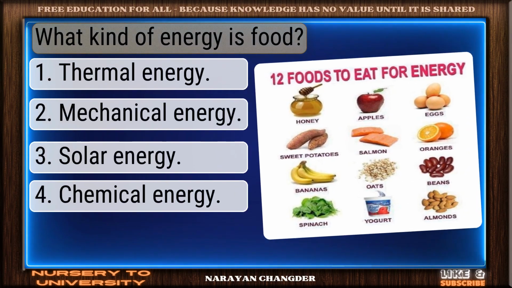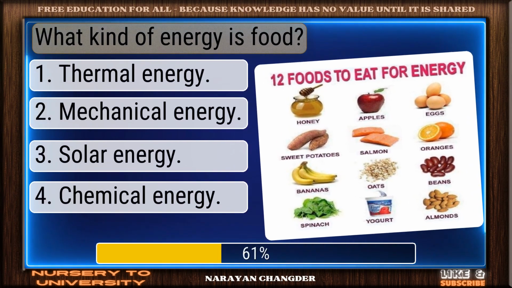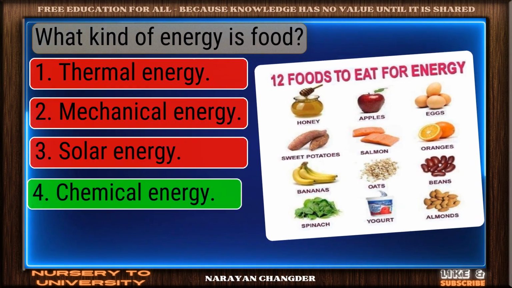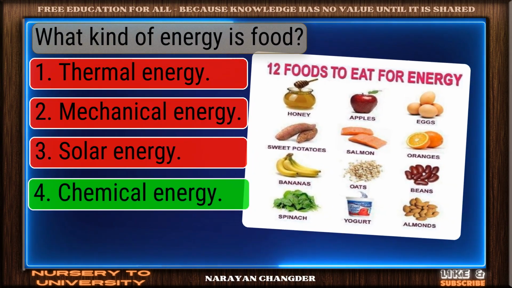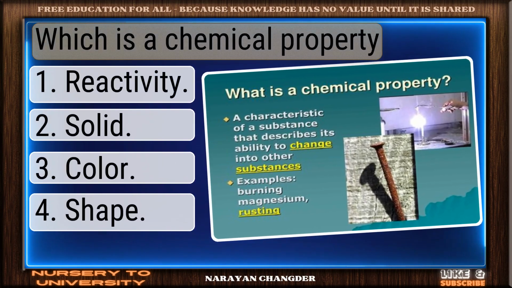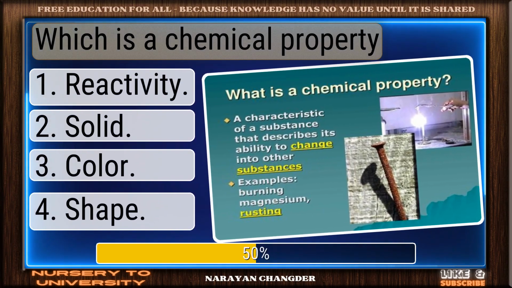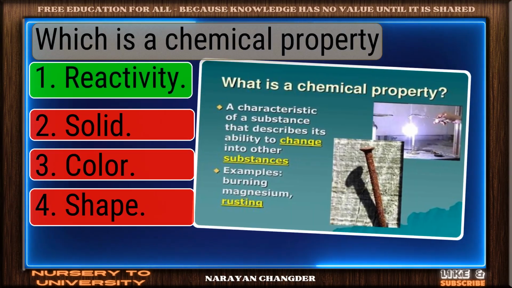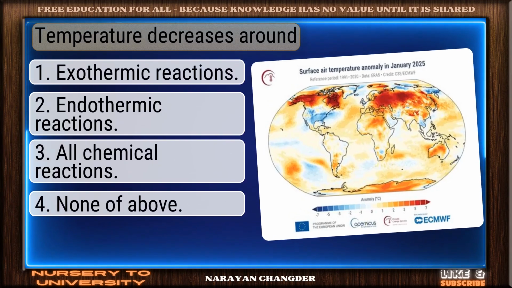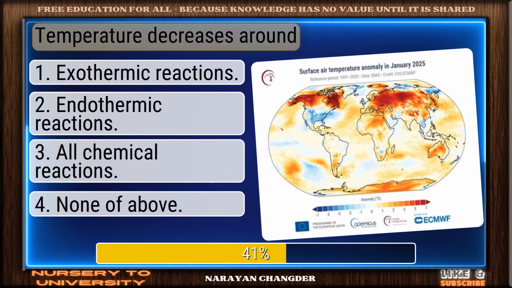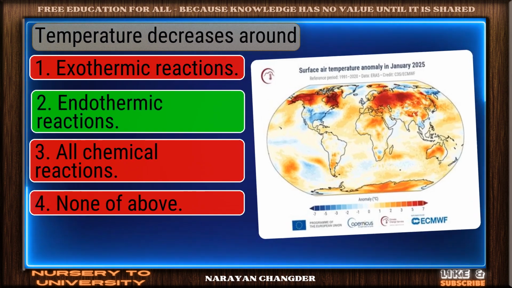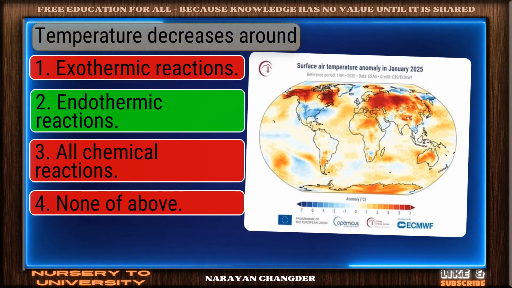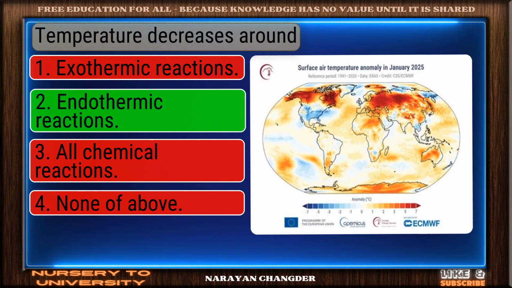What kind of energy is food? Smart move. Chemical energy is an accurate answer. Which is a chemical property? Correct response. Reactivity is the most accurate answer. Temperature decreases around. Strong choice. Endothermic reactions is the right answer.